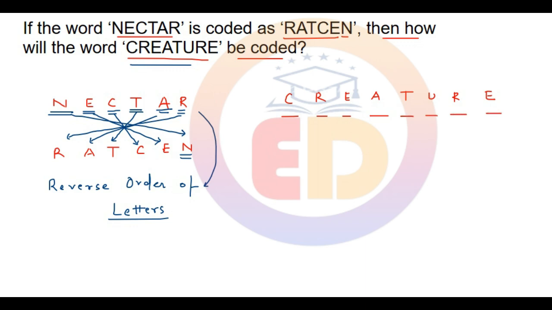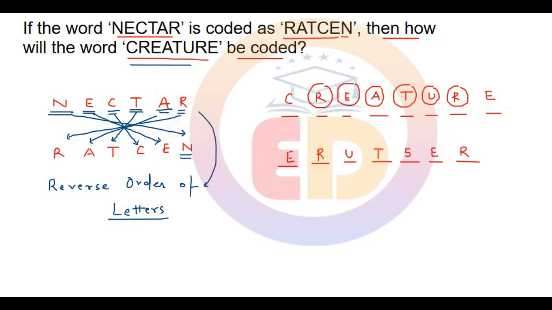Writing this in the reverse order, E will become the first letter. After E comes R in the second place. After R comes U in the third place. After U comes T in the fourth place. After T comes A in the fifth place. After A comes E in the sixth place. And after E comes R in the seventh place.